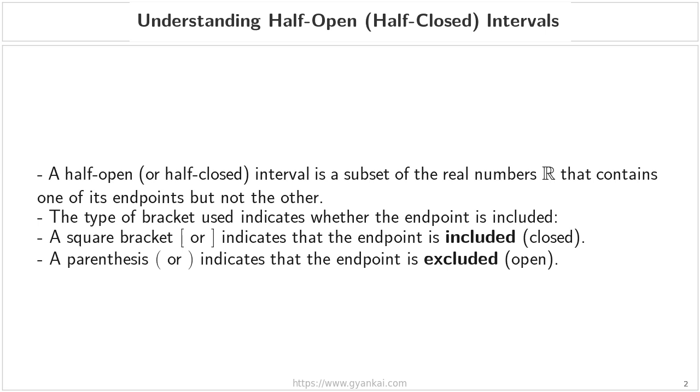If you see a square bracket, either on the left or the right, it indicates that the endpoint is included, which we call a closed endpoint. On the other hand, if you see a parenthesis, either on the left or the right, it indicates that the endpoint is excluded, which we call an open endpoint. In the next few slides, we are going to look at the two specific ways we can combine these brackets to form different types of intervals.